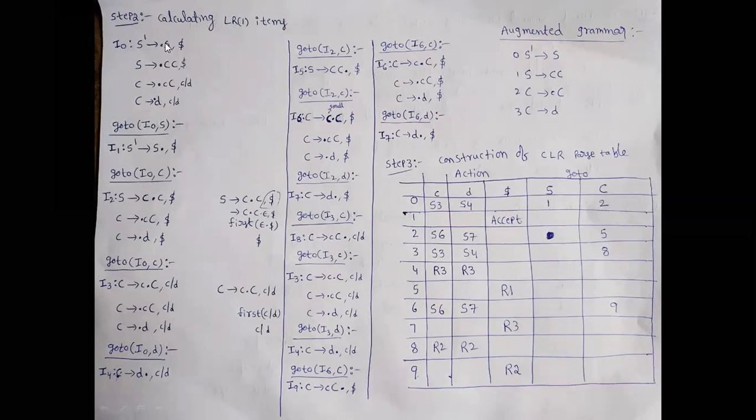After the dot we have the non-terminal S, and after that we have C, and after the dot we have terminal c, and after that we have terminal d. So we apply go to for all these non-terminals and terminals. Go to of I naught comma capital S: after the dot we have non-terminal S, only one production. S dash is production with the dot moving one position to the right, so the production becomes S dash is production with S dot comma dollar.